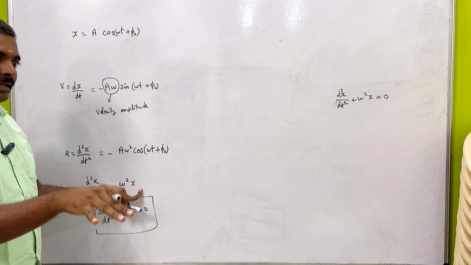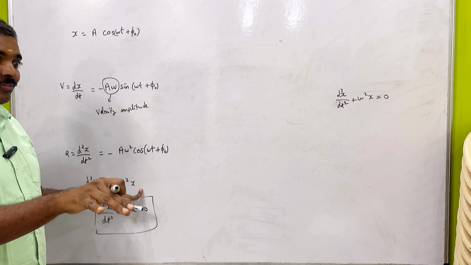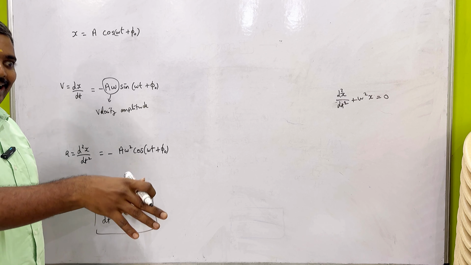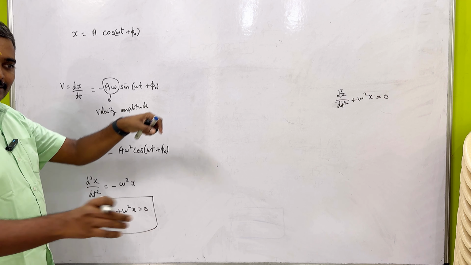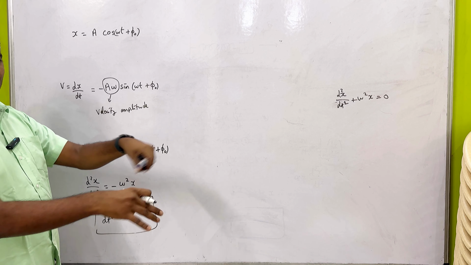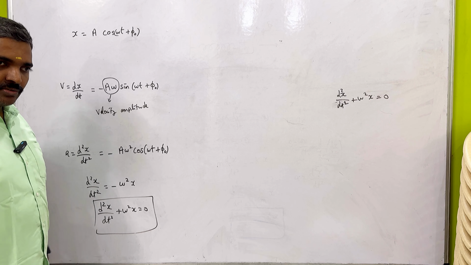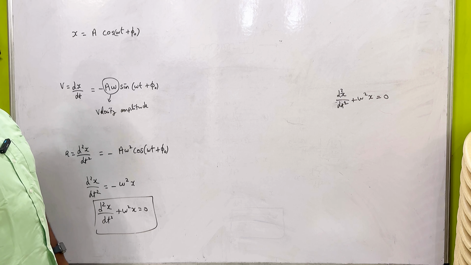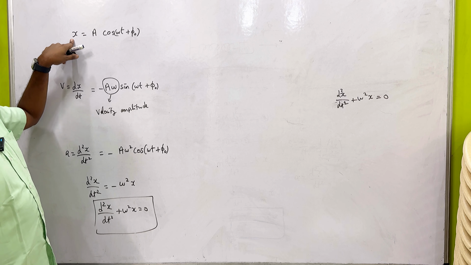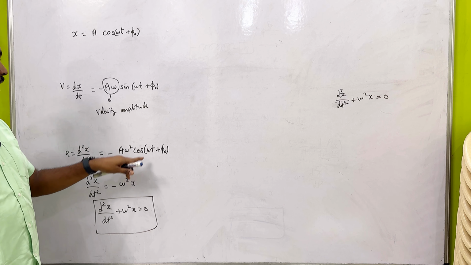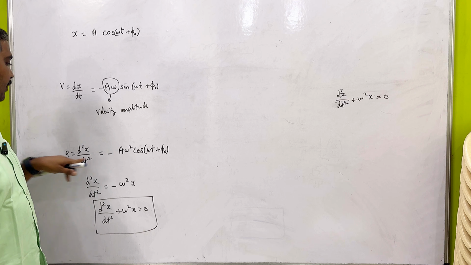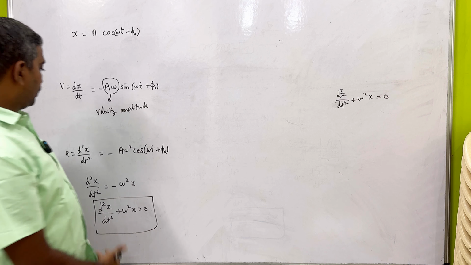Actually, in practical reality, it's not happening because there will be some friction, but that's a negligible friction. In day-to-day life it's not happening because there's friction on the table, so we can neglect those things. Now I'm going to plot a graph between omega t versus x, omega t versus velocity, and how the acceleration varies with respect to time.